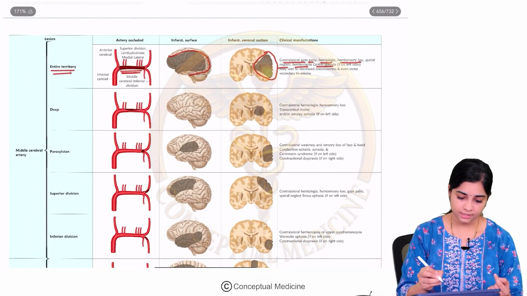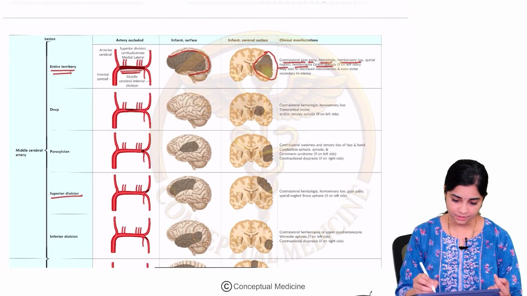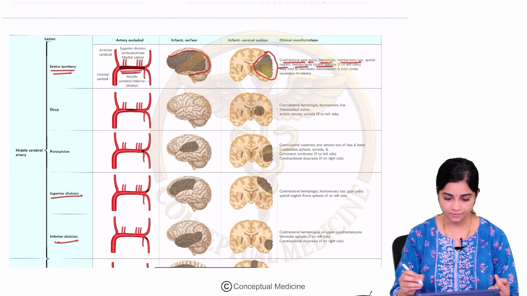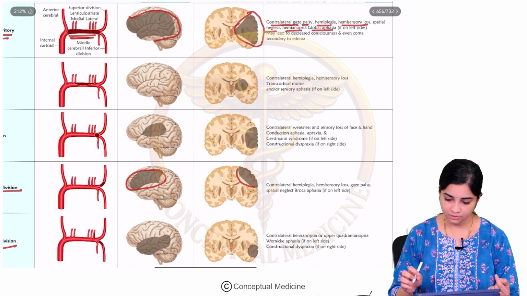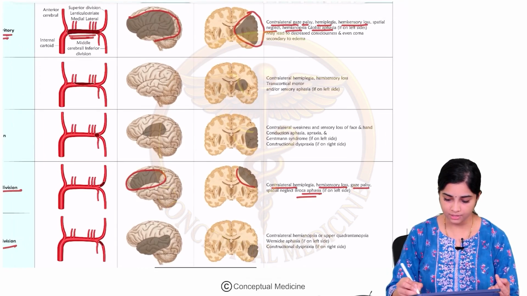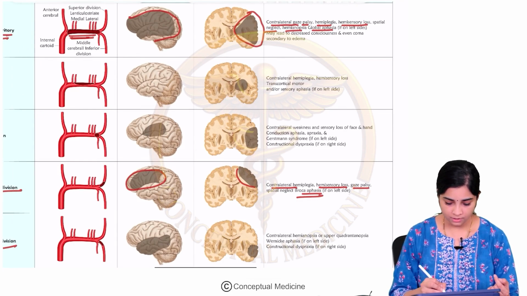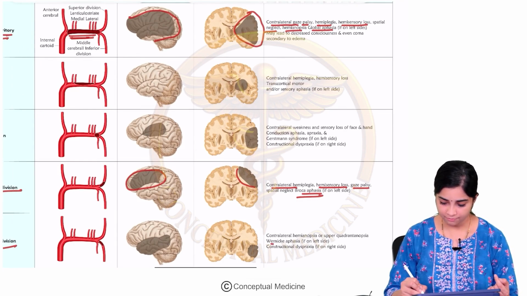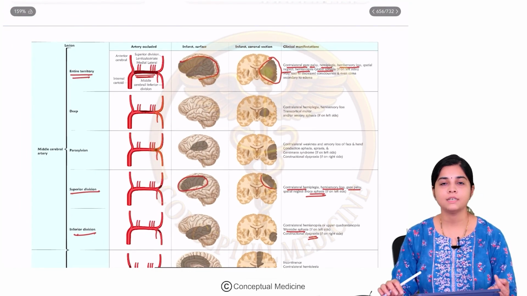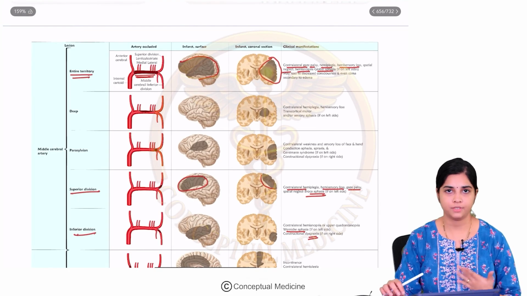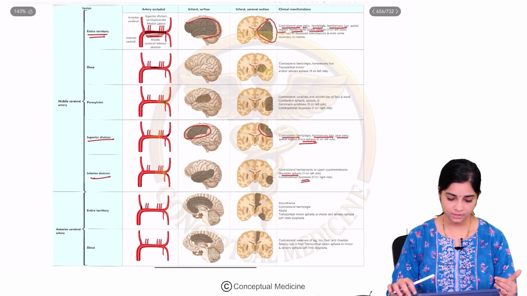Right? Now let us understand your superior division and inferior division. So superior division, like I told you, it is this region. So you have contralateral hemiplegia, hemisensory loss, gaze palsy and Broca's aphasia. Okay, in your inferior division, you can have Wernicke's aphasia, you can have apraxia or dyspraxia if your non-dominant hemisphere is involved. Right. So this is clear.